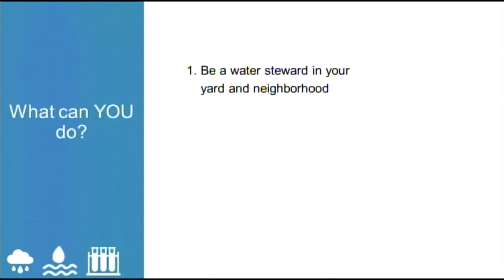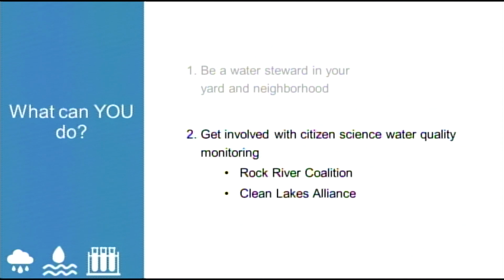So our takeaways for what you can do to help with water quality in the Yahara Wetlands watershed would be to be a water steward, to think about practices on your yard or in your neighborhood that really have a direct influence on the water going downstream. And also, as I touched on, there are a couple citizen science groups who are really active in the area. One is the Rock River Coalition. They're always looking for more volunteers to help monitor streams, as well as the Clean Lakes Alliance, which has really started doing more lake monitoring and other volunteering efforts in this watershed.